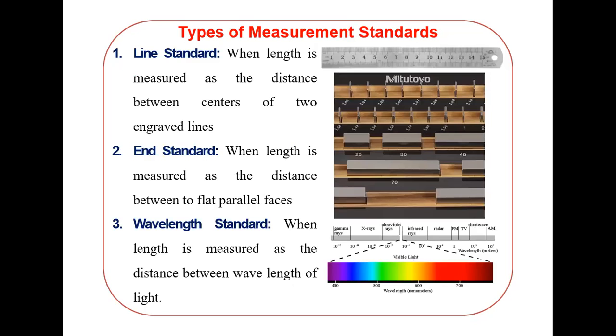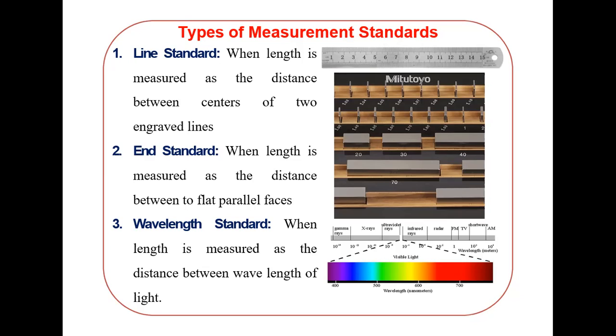Next, types of measurement standards. What are the different types of measurement standards to be used? First one is the line standard. It is also called the length standard. When the length is measured as the distance between the centers of two engraved lines, it is called a line standard. So it can be measured between two engraved lines.